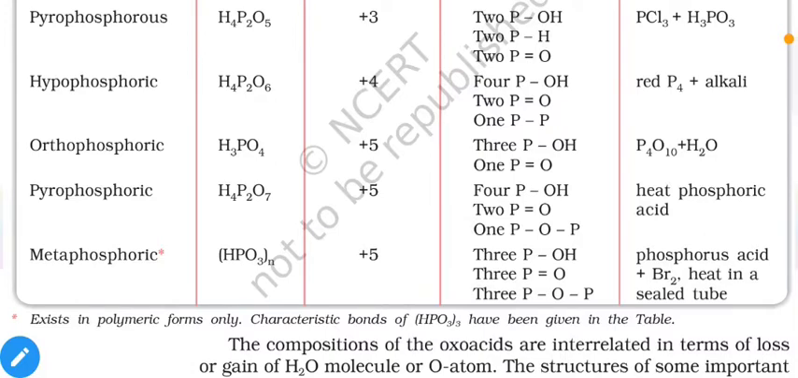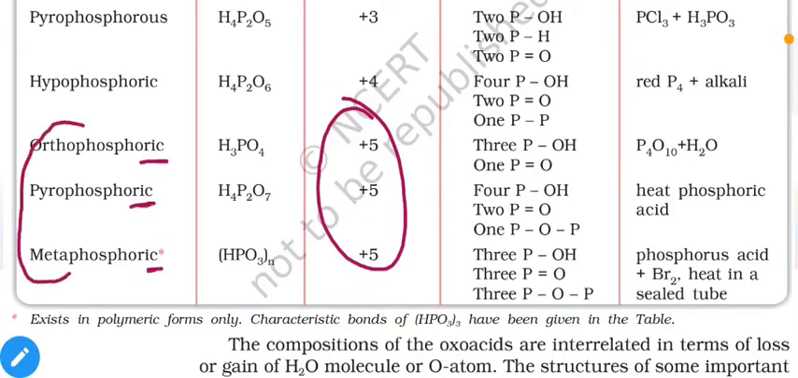It has 3 P-OH, 3 P=O and 3 P-O-P bonds. So as we can see, all of the last 3 examples have a similar type of oxidation state. That's why only -ic suffixes are used. But because of different arrangements of the reactive groups attached to the central atom, they have 3 different names: ortho, pyro and meta.